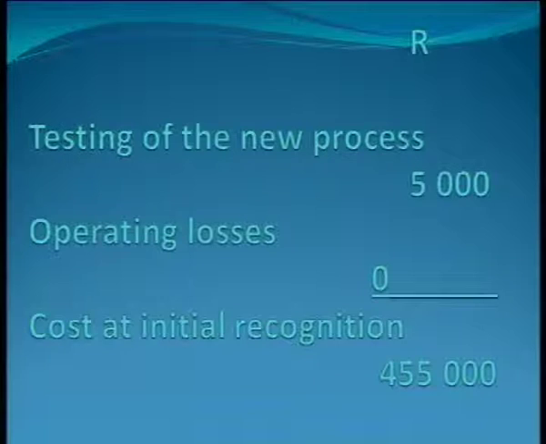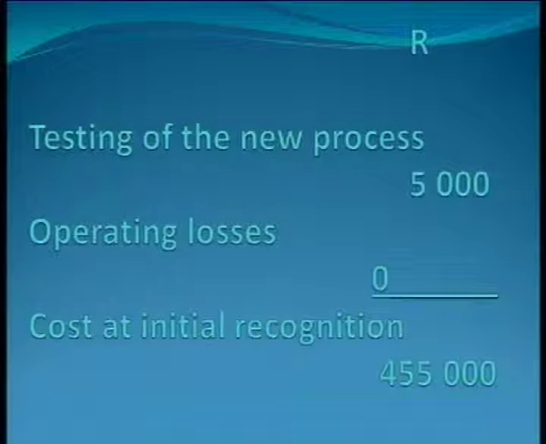Your testing of the new process will be included, because of the definition of when you need to calculate the cost of an asset: you say all the costs, the purchase price, the taxes that you pay to bring it in, the total cost up until the point that the asset starts operating as intended. So if we are testing the new process, we are trying to see if the asset is operating as intended. So that's part of our cost price, the 5,000. Operating losses, it's 0. The cost of initial recognition for the asset will thus be 455,000.